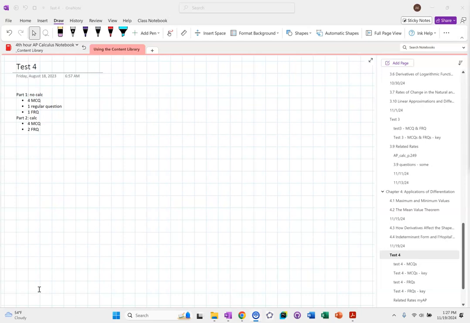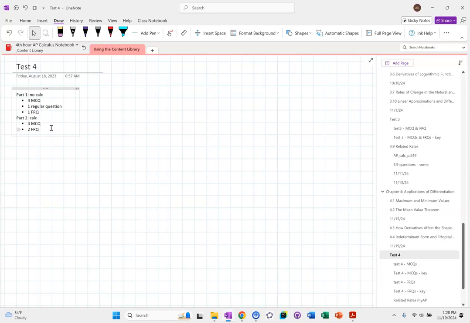So the test format, there's the standard 1 or 2 section test, 1 calculator, 1 no calculator. On the no calculator section, you'll have 4 multiple choice questions, like a question I wrote myself, and then a free response style question. And then the calculator part, 4 multiple choice questions and 2 free response style questions. Between the 2 sections, I'd expect to see 1 related rates problem on each section, either multiple choice or free response.